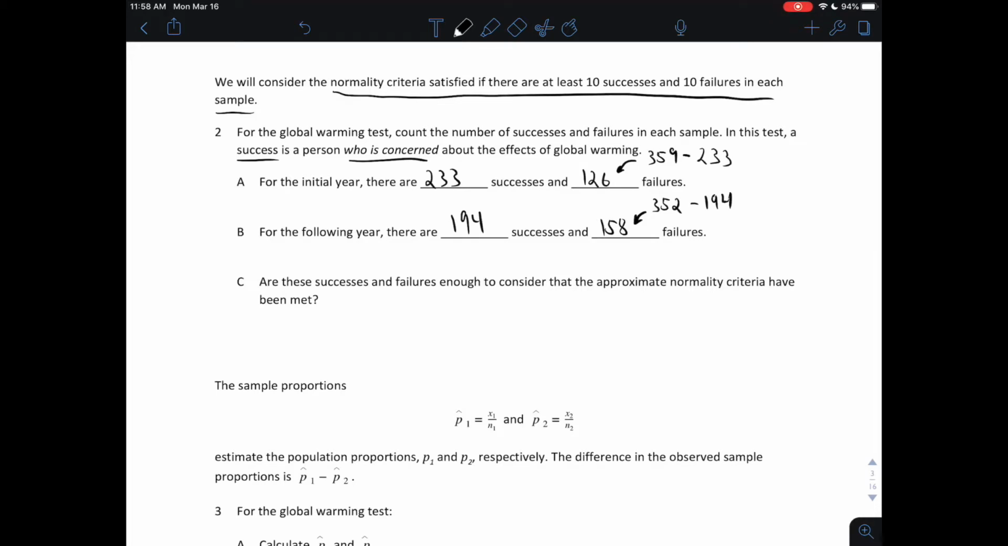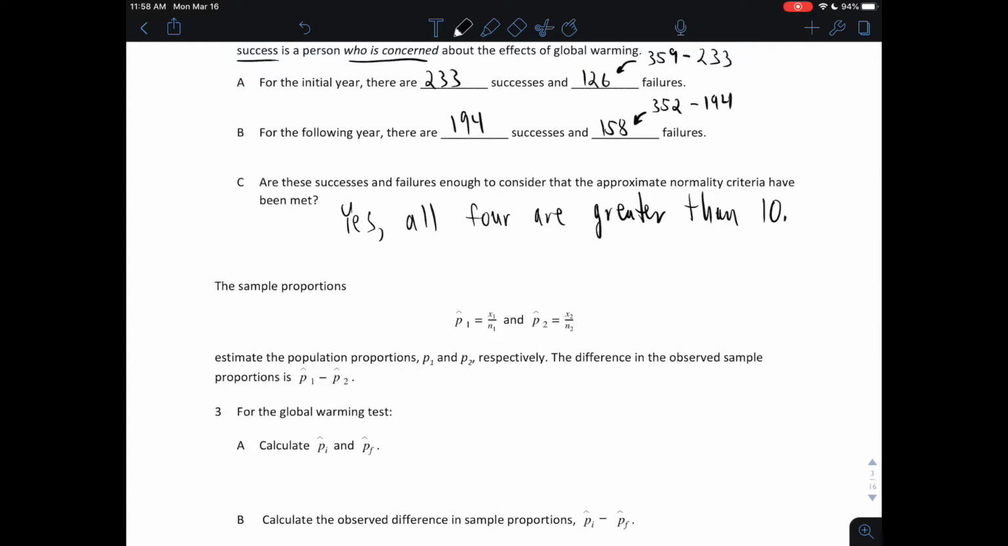So then part C, are these successes and failures enough to consider that the approximate normality criteria have been met? Yes, all 4 are greater than 10. The sample proportions, p hat 1, which is equal to x1 over n1, that's successes over total, and p hat 2 equal to x2 over n2, estimate the population proportions p1 and p2 respectively. The difference in the observed sample proportions is p hat 1 minus p hat 2.